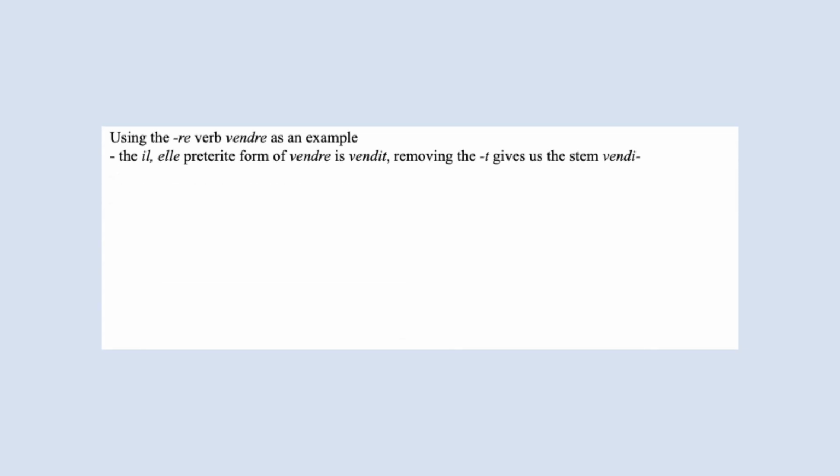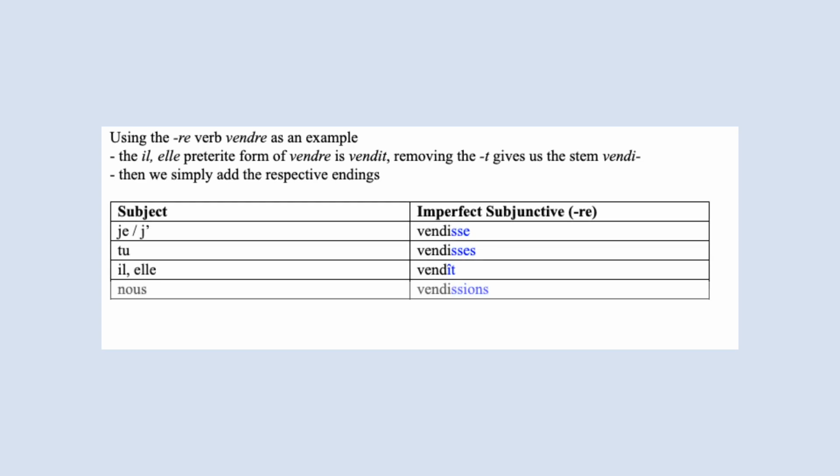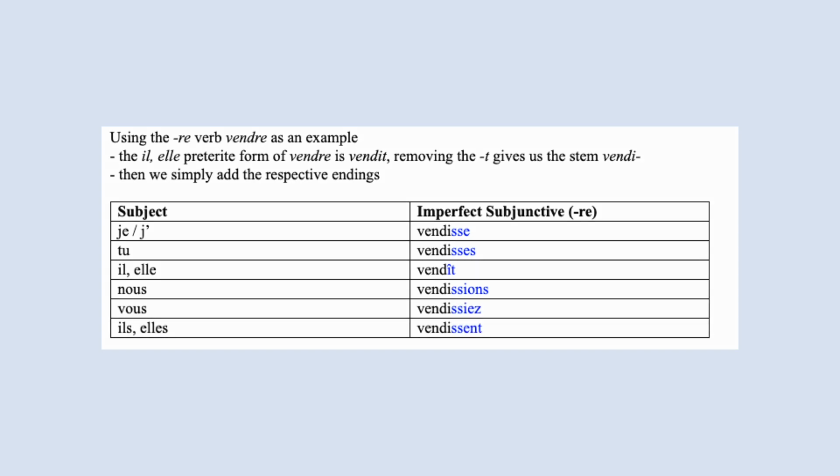For vendre, its il, elle preterite form is vendit. We remove the T, giving us the stem vendi. And to this we add the respective imperfect subjunctive endings afterwards. Vendisse, vendisses, vendît, vendissions, vendissiez, vendissent.